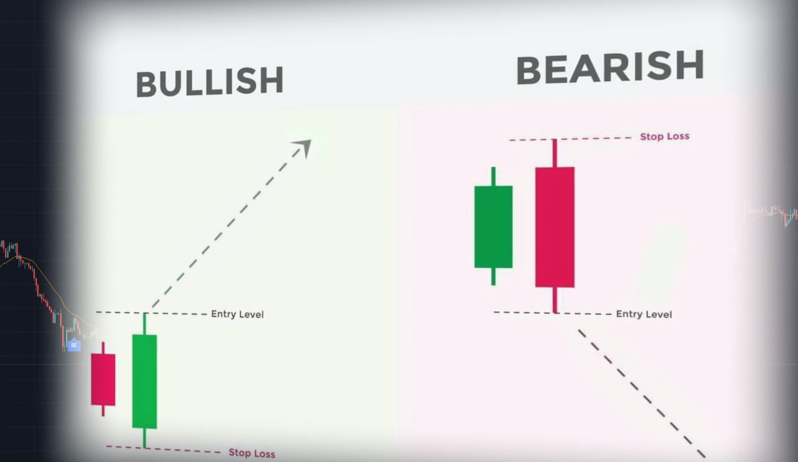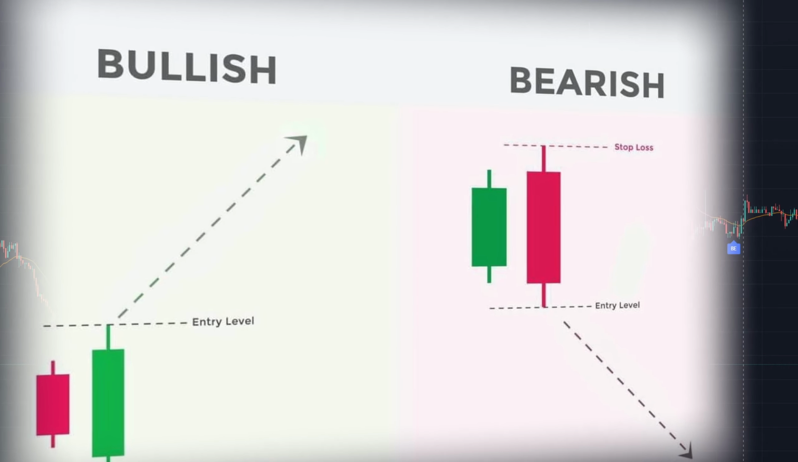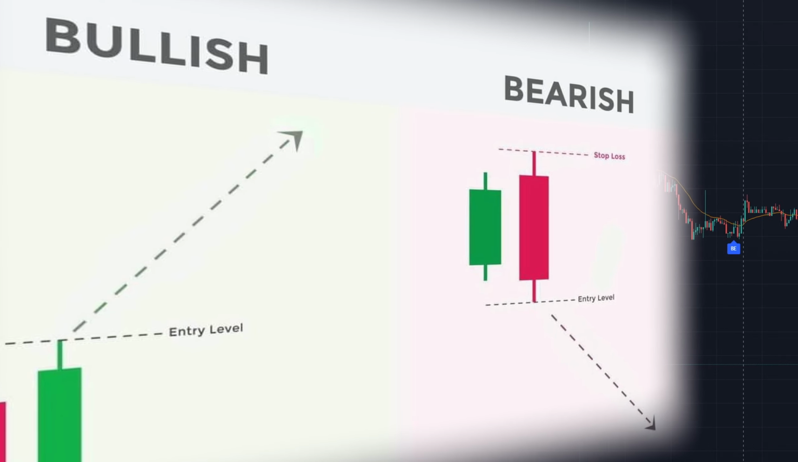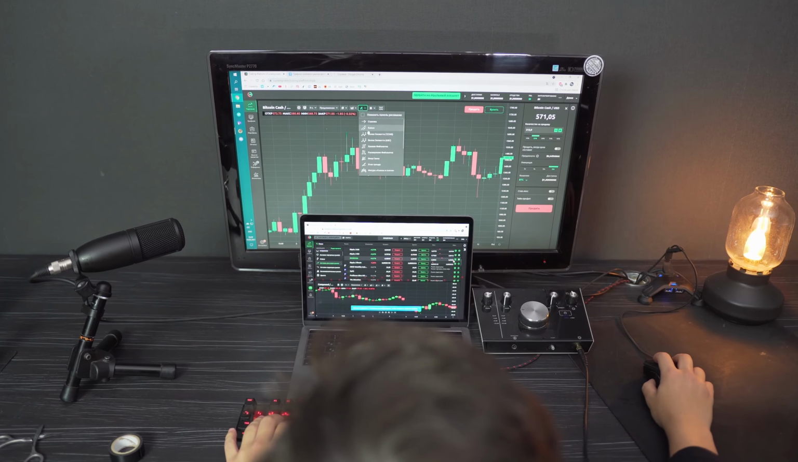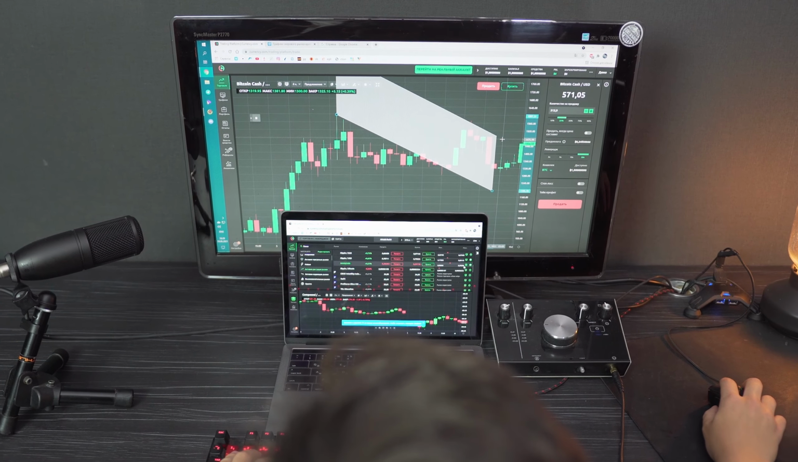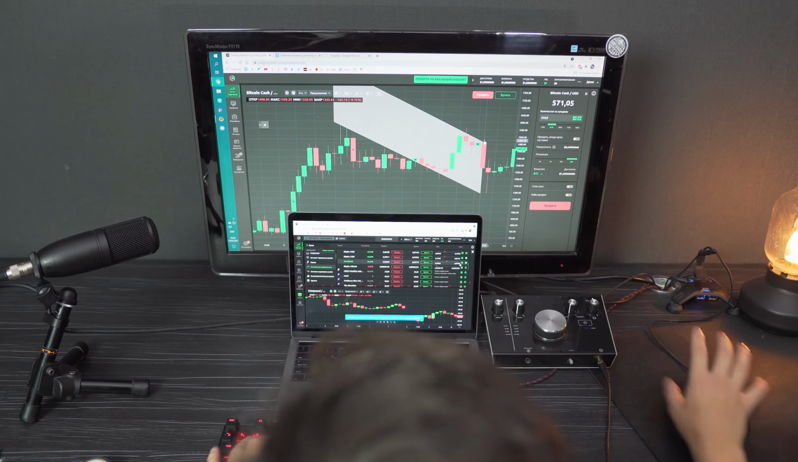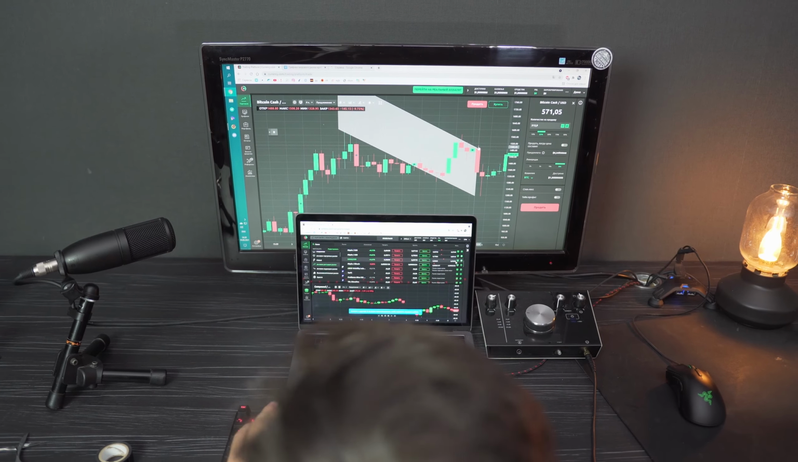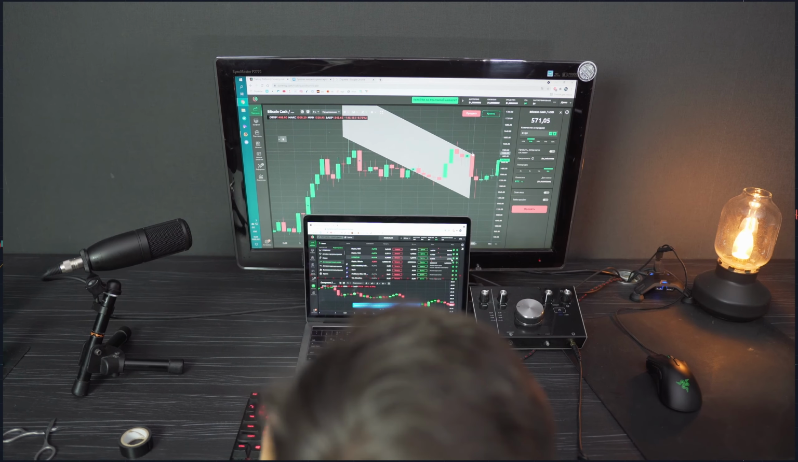Engulfing pattern, one of the most powerful candlestick configurations. This is already a wonderful pattern, but today we are going to see how to make it even more effective, enhancing entry signals with an interesting logic. The goal is to minimize false signals as much as possible. So let's dive into it.